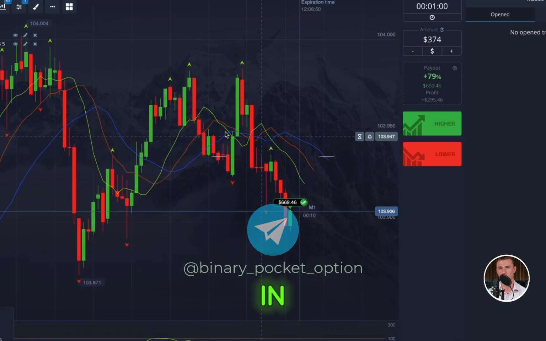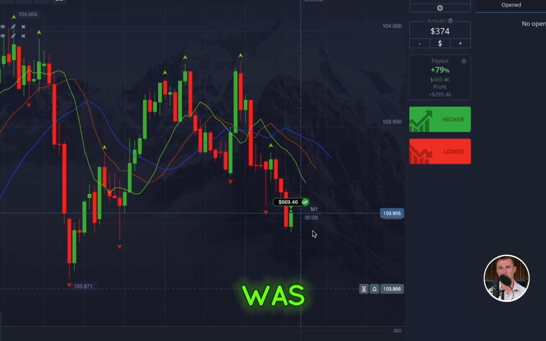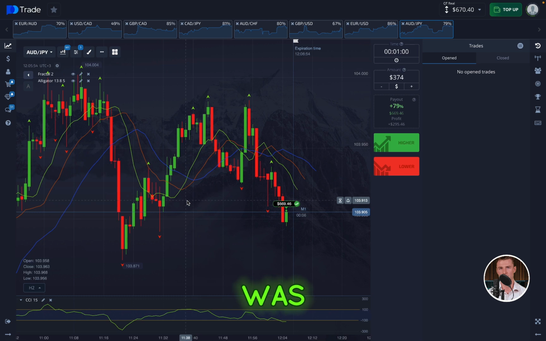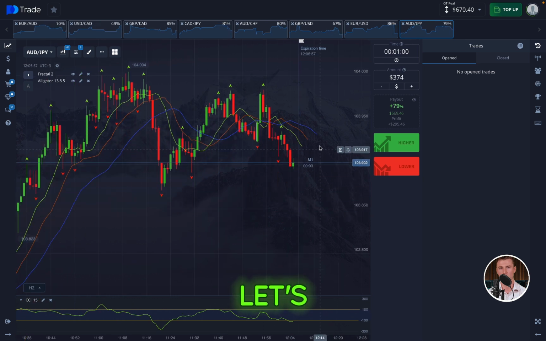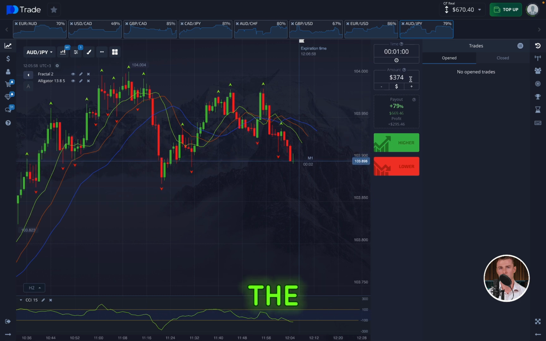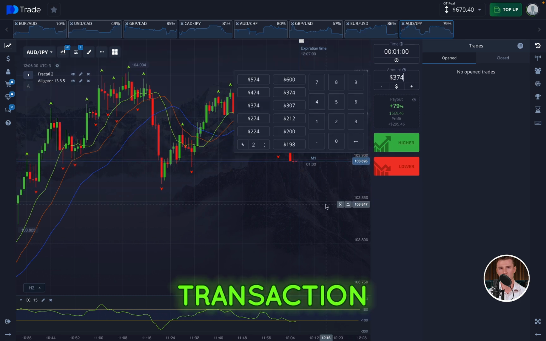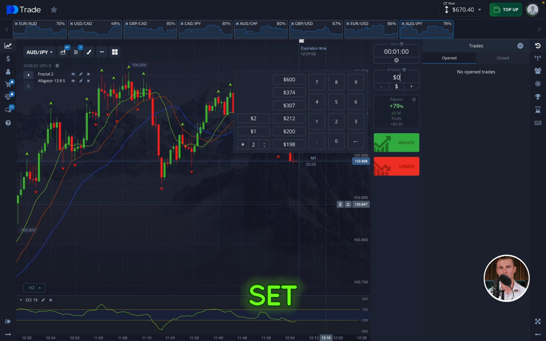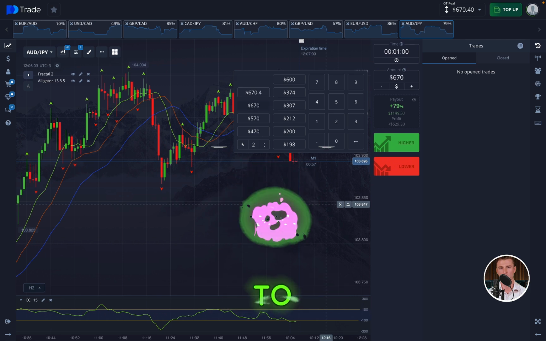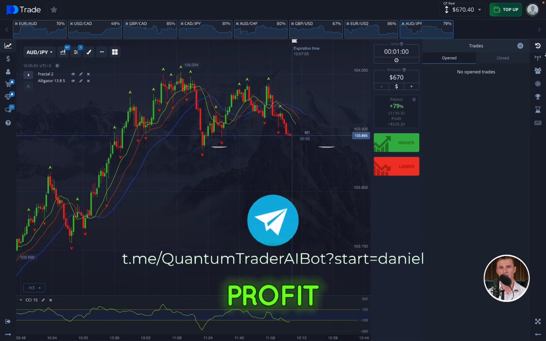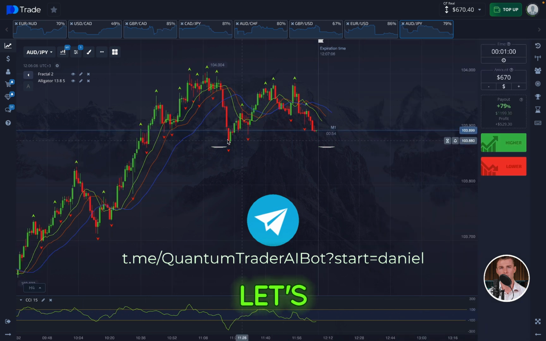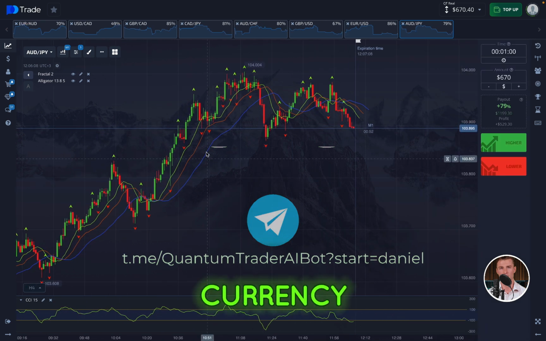And literally in the last seconds, there was an exit and the deal was closed in a plus. Great. Let's probably change the amount of the transaction value and set the maximum again to get into an excellent profit for today. And let's select the next currency pair.